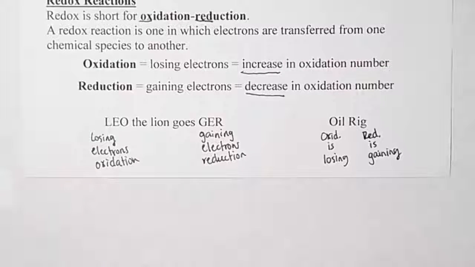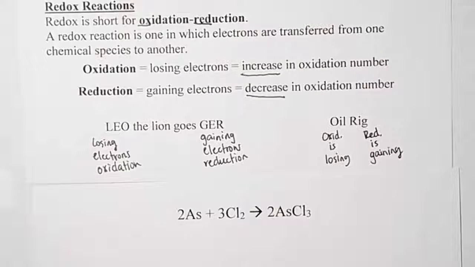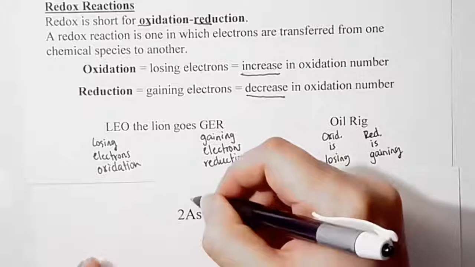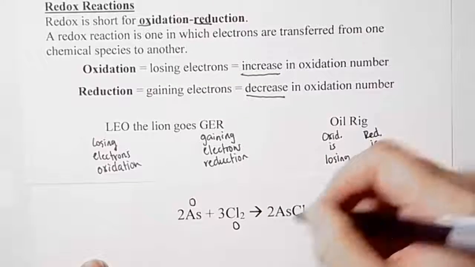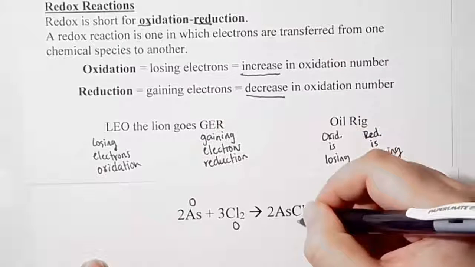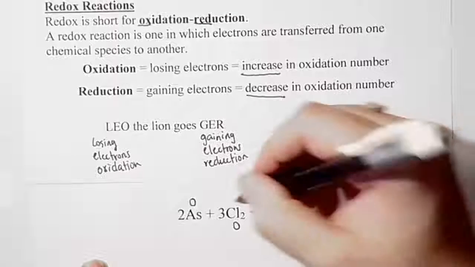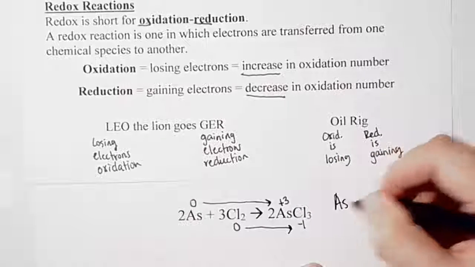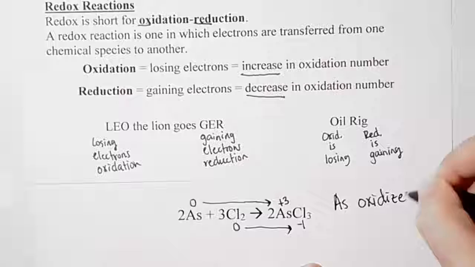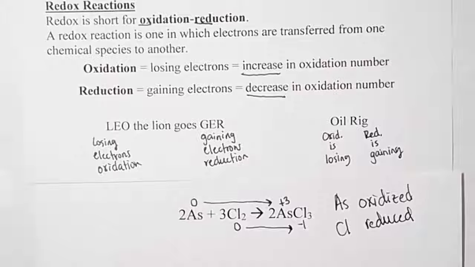Alright, last one for you guys. Go ahead and try that one on your own. Okay, so arsenic, elemental, it's 0. Chlorine, elemental, it's 0. Here, chlorine is in a compound. It's a halogen, so it's going to be -1. Now overall, that gives me a -3, so my arsenic has to be +3. 0 to +3 is oxidation, 0 to -1 is reduction. So arsenic is oxidized, and chlorine is reduced.